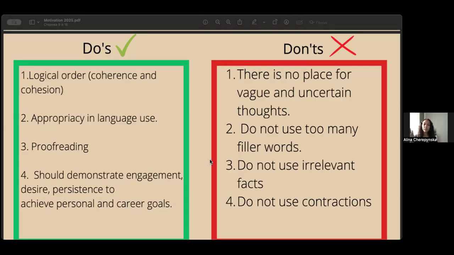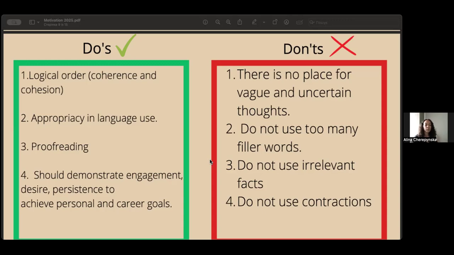What about the red flags? Let's call them that way. Don'ts. What is better to avoid in a motivational letter? There is no place for uncertain thoughts or, for example, vague ideas. So what does it mean? Everything should be as in number one in the green flag. Everything should be logically structured.